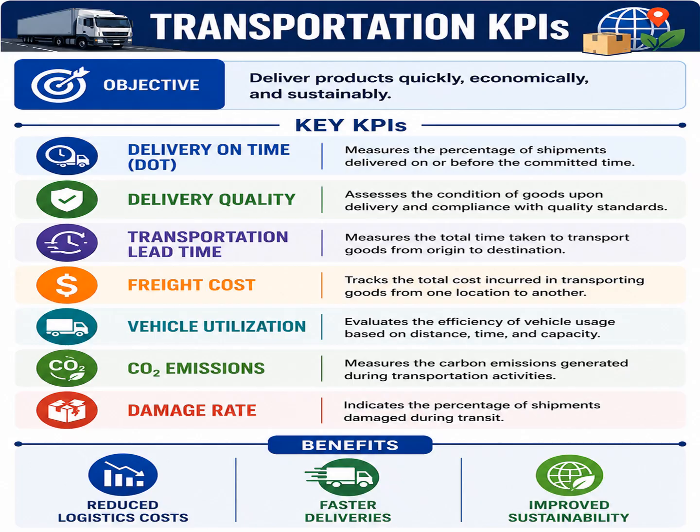The next stage in key performance mapping in a supply chain is transportation. The objective of transportation performance mapping is to deliver products quickly, economically, and sustainably while ensuring high levels of customer satisfaction. These key performance indicators help organizations evaluate the efficiency, reliability, and environmental impact of their transportation operations. Important transportation KPIs include delivery on time (DOT), delivery quality, transportation lead time, freight cost, vehicle utilization, CO2 emissions, and damage rate.